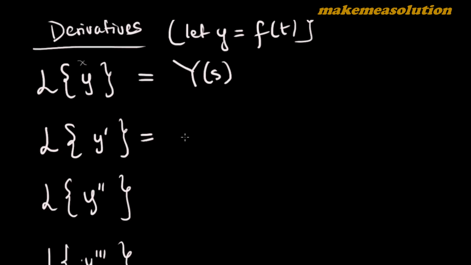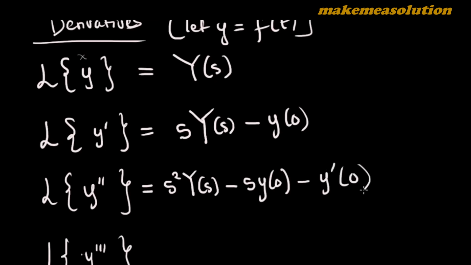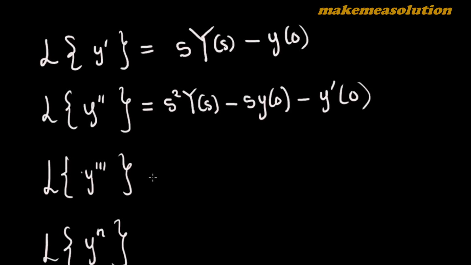The Laplace transform of y prime is going to be written as the s variable multiplied by Y of s, then minus an initial condition, which is y of 0. If you take the Laplace transform of y double prime, observe how we are going to build on this one. When we build, we'll have s square Y of s, then minus s times the initial condition y of 0, then minus y prime of 0. This is how it normally happens.